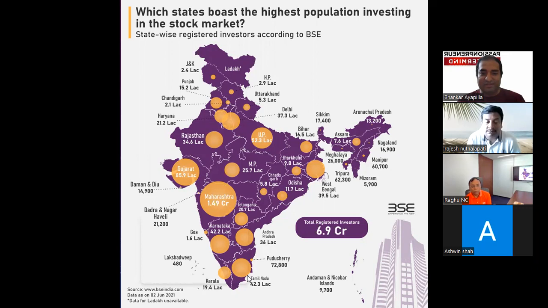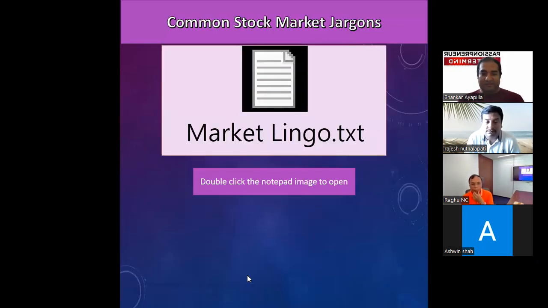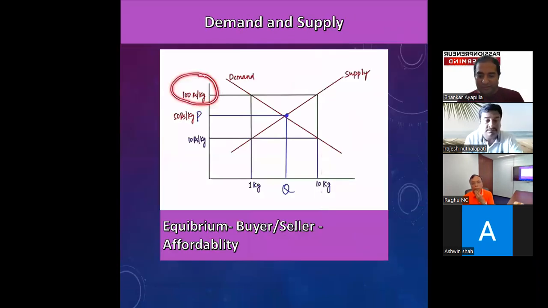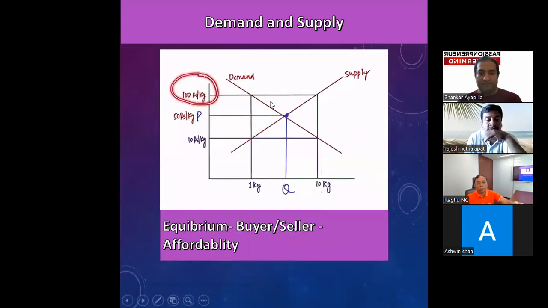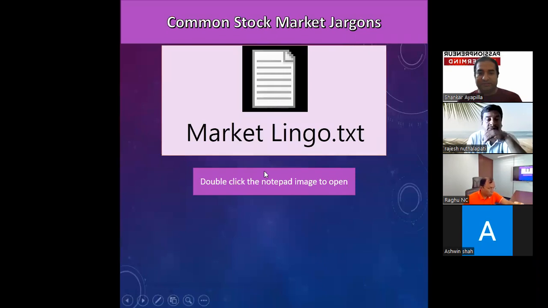So my goal is also to make as many people independent traders as possible. That's my mission. I have created a marketing lingo for all the freshers. So basically, if you just double click this slide, you will be able to see all the things. I will share this deck. If you double click that, you will be able to see all the lingo that we use in stock market.